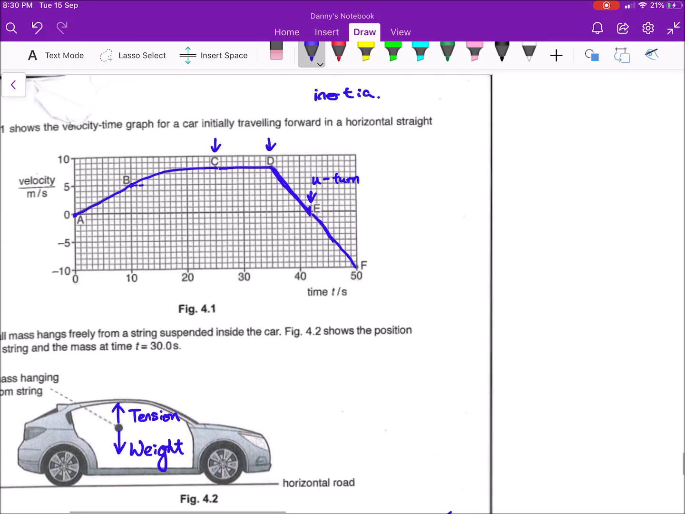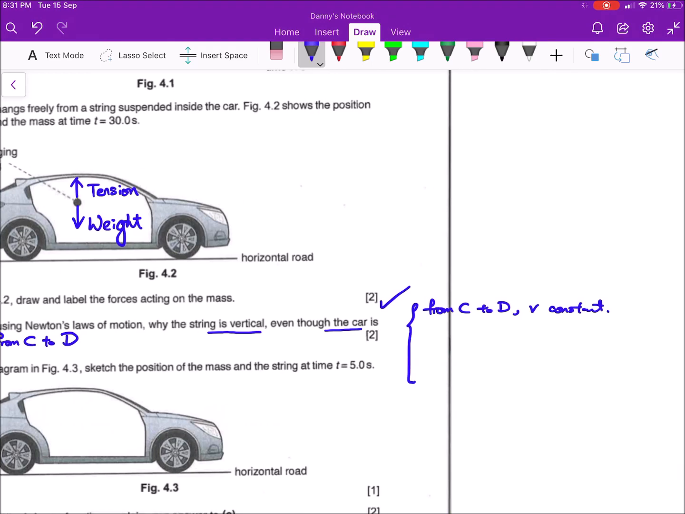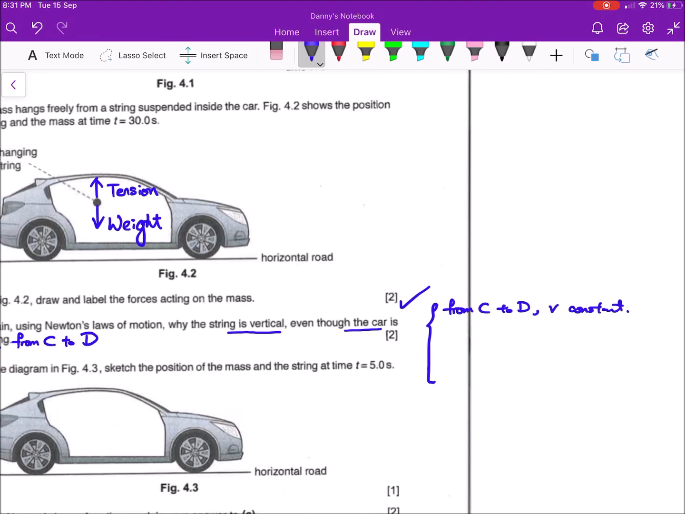From C to D, you can see that the velocity is constant, right? So from C to D, my V is constant. Sorry, this is not my answer, this is the thought process. So if V is constant, it means that my A will be zero. And then I learned that by F net equals to MA, my F net will be zero.